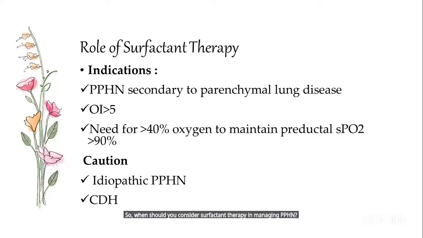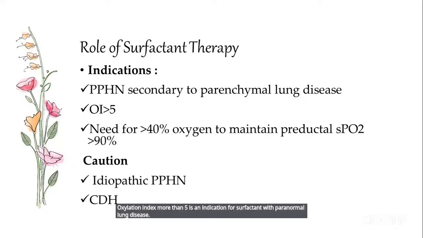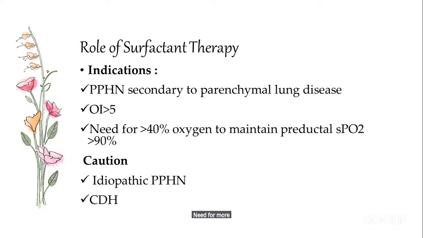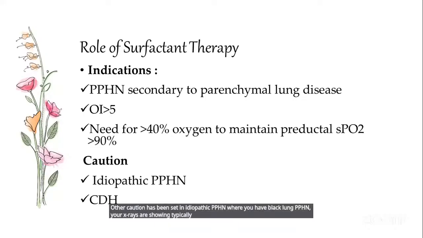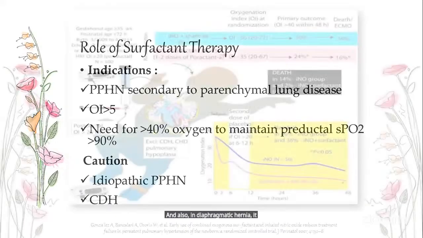The indications are PPHN secondary to parenchymal lung disease. Oxygenation index more than 5 is an indication for surfactant with parenchymal lung disease. Need for more than 40% oxygen to maintain preductal SpO2 of more than 90%. However, caution has been set in idiopathic PPHN, where you have black lung PPHN, your X-rays are showing typically black lung. And also in diaphragmatic hernia, it has not shown much benefit.